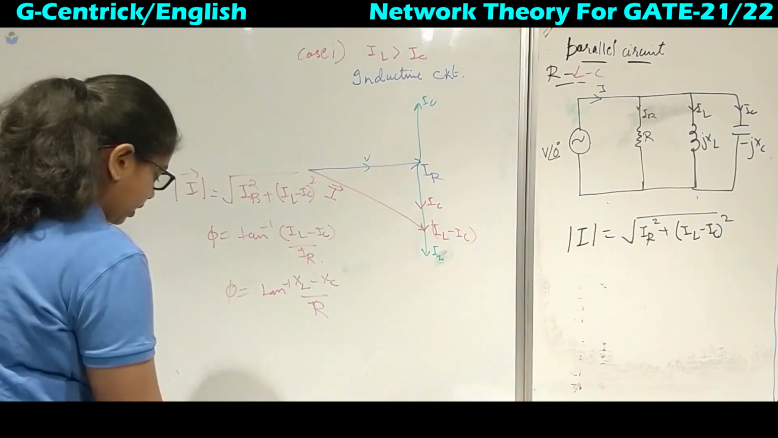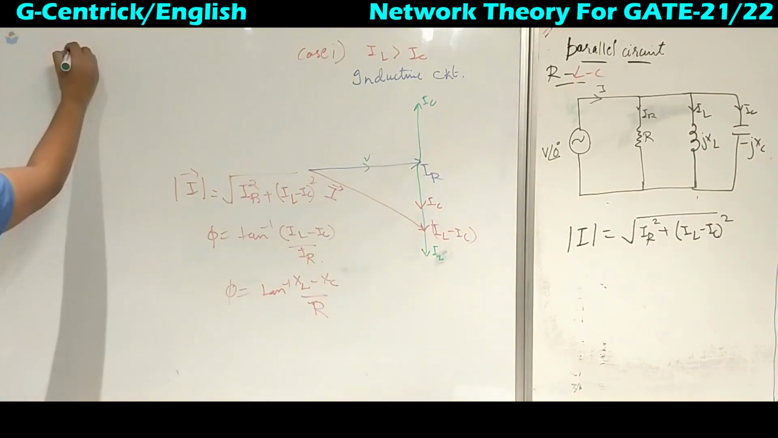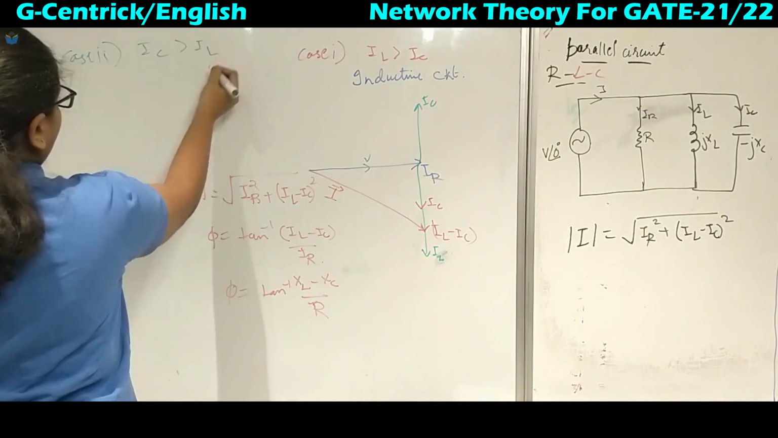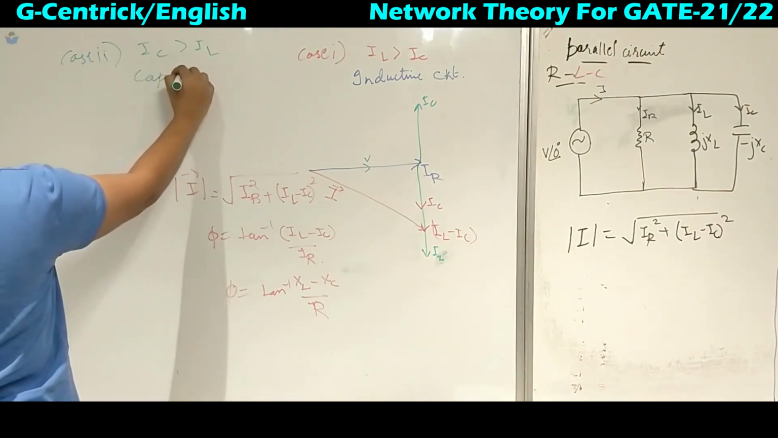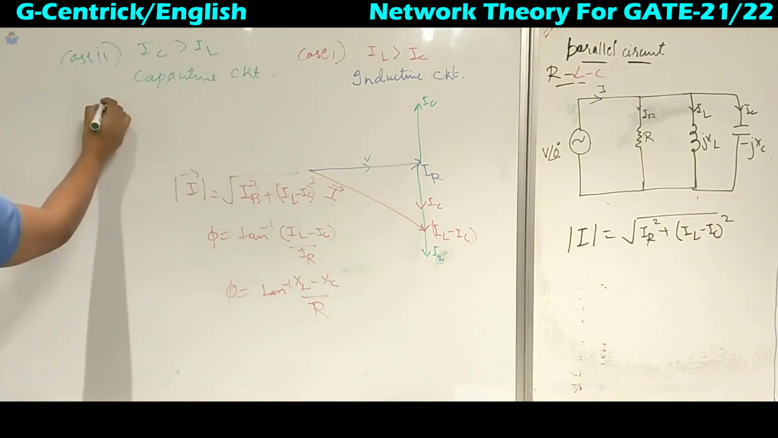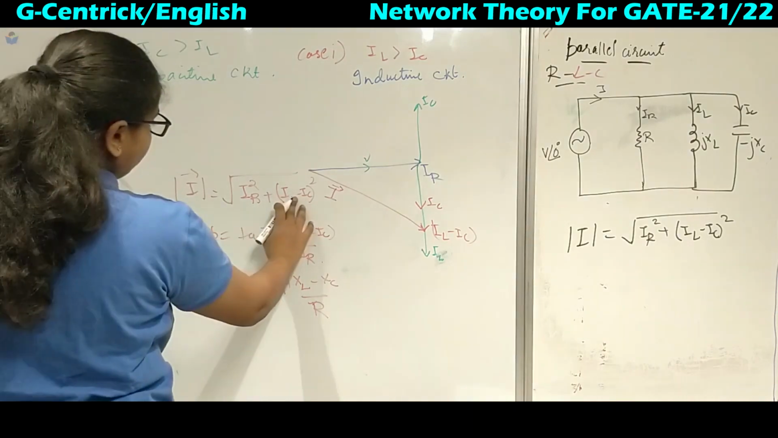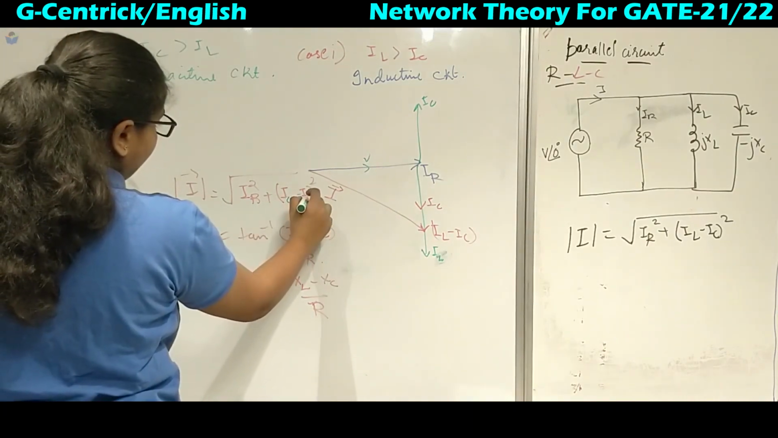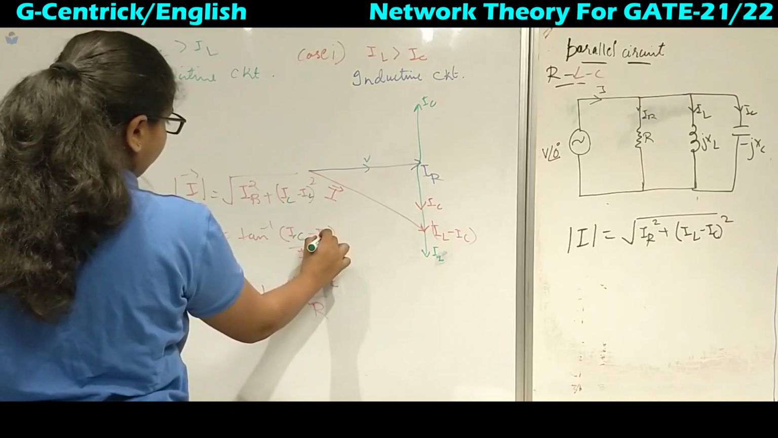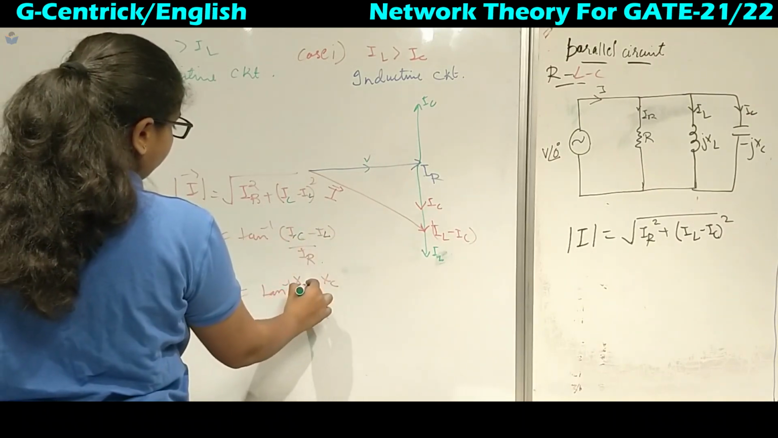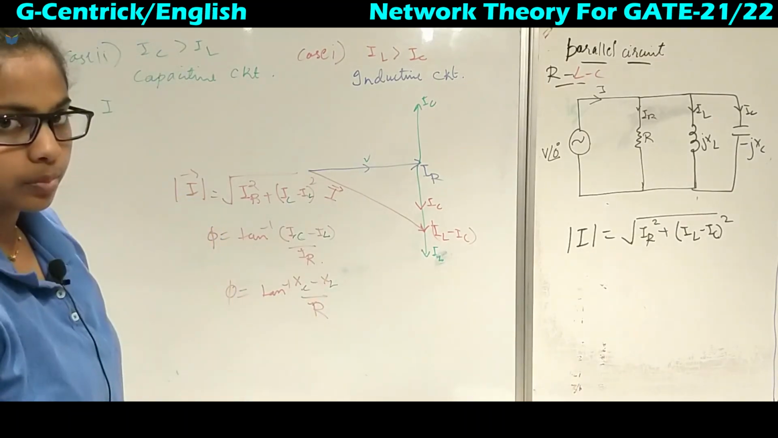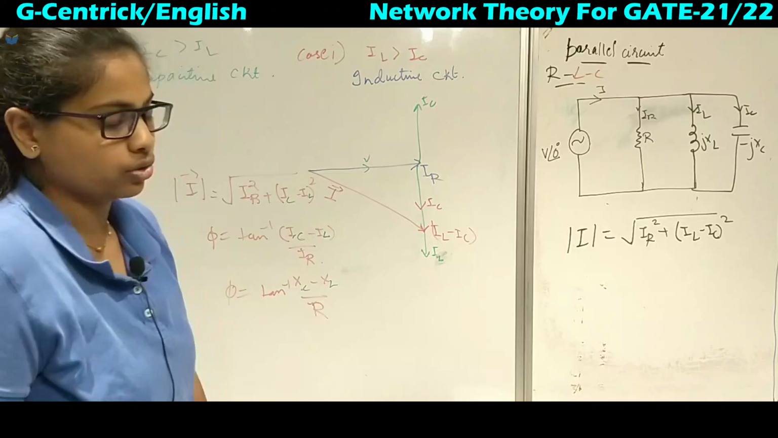Coming to case number 2, you have IC greater than IL. So this is basically a capacitive circuit. When it is like this, you will get IC minus IL. Here also it is IC minus IL, and here XC minus XL. You can write it in terms of susceptance, admittance, or conductance also.